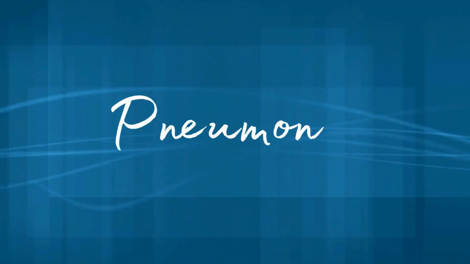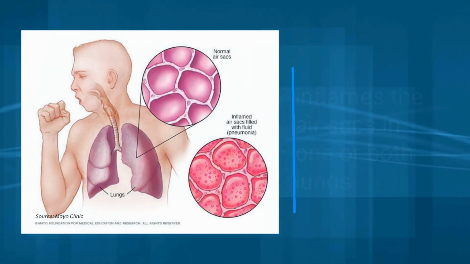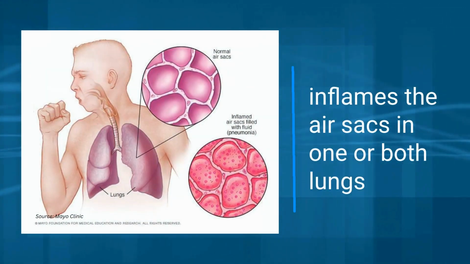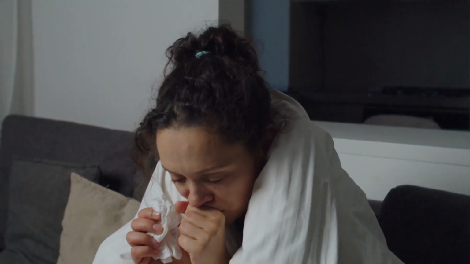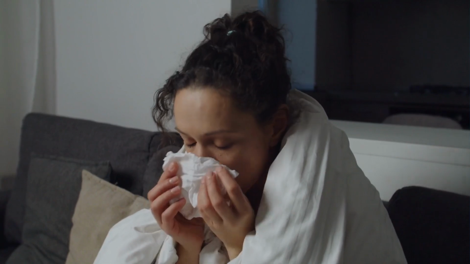Next up, pneumonia. An infection that inflames the air sacs in one or both lungs. The air sacs may fill with fluid, causing cough with phlegm or pus, fever, chills, and difficulty breathing.